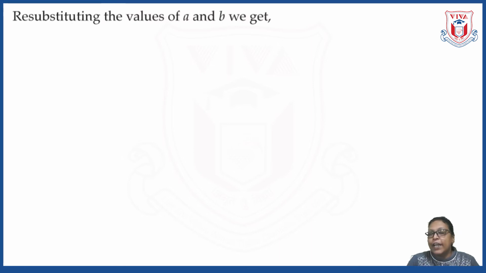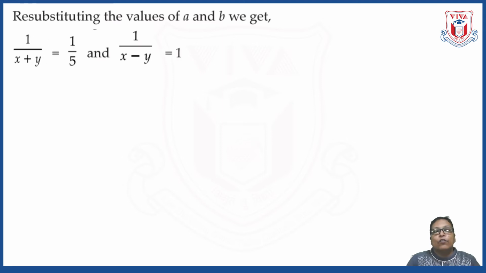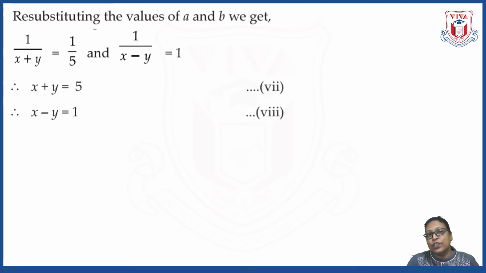Resubstituting the values of a and b, we get 1 upon x plus y is equal to 1 upon 5, and 1 upon x minus y is equal to 1. Because in the beginning 1 upon x plus y was replaced by a and 1 upon x minus y was replaced by b. So we have to do the resubstitution. Now from this we are going to get two more equations. You will observe that the numerator is the same, 1 and 1. So we can write down here x plus y is equal to 5 and x minus y is equal to 1. Okay, so these new equations we got.